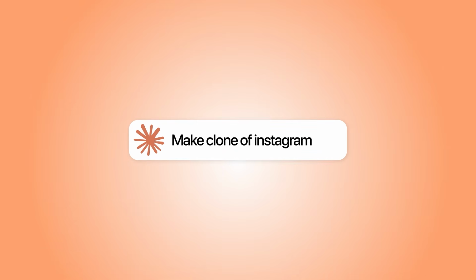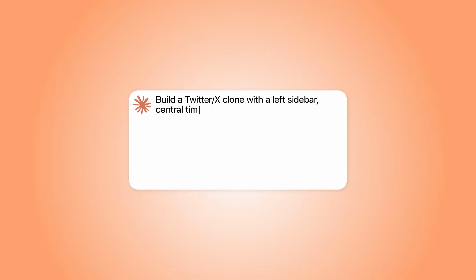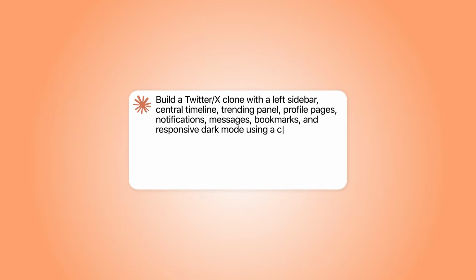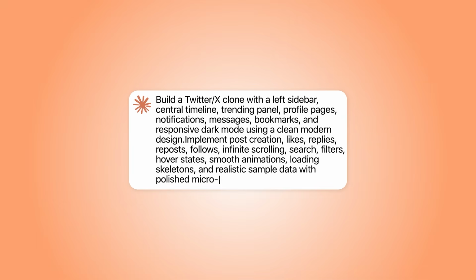So the prompt is what makes all of that possible. If the prompt is lazy, then the output will look lazy. If it only says, make something like Twitter, well, then Claude has to guess too much. But when the prompt clearly explains the layout, the sections, the actual interactions, and the visual direction, well then the result just becomes way more usable from the first generation.